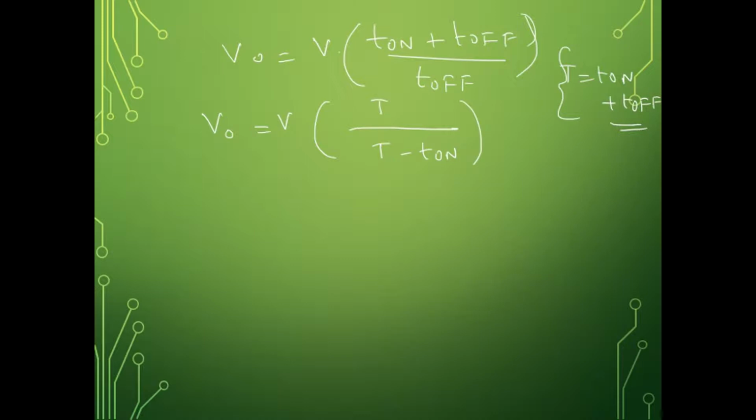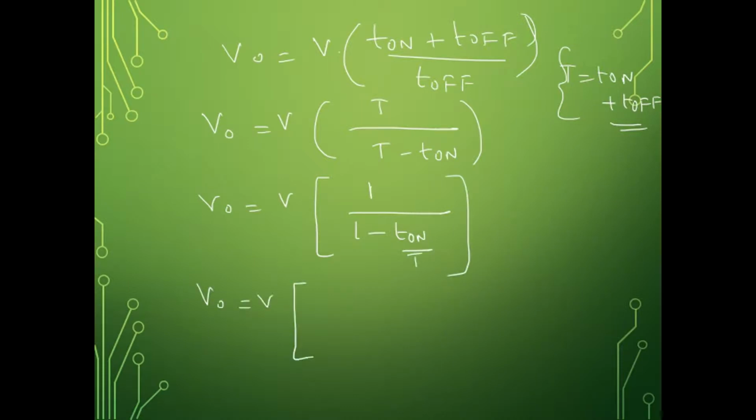Now I divide both numerator and denominator by T. So the numerator becomes 1, and the denominator becomes 1 minus T on by T. What is T on by T? T on by T is nothing but the duty cycle. So V naught is equal to V times 1 over 1 minus D, where D is the duty cycle.